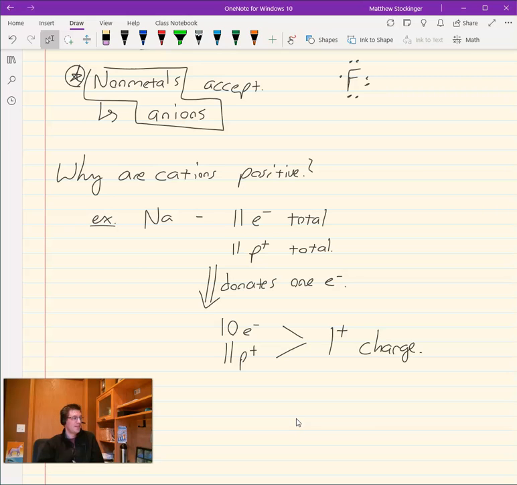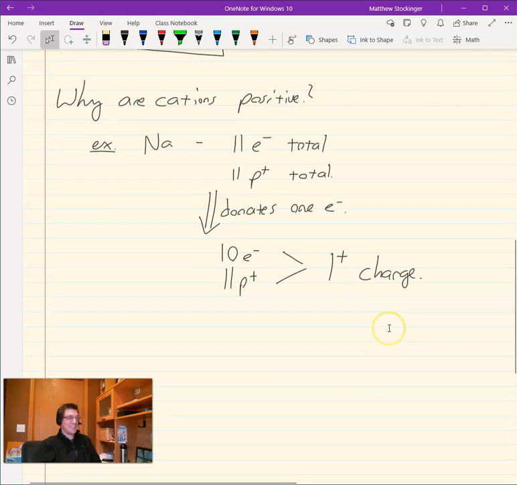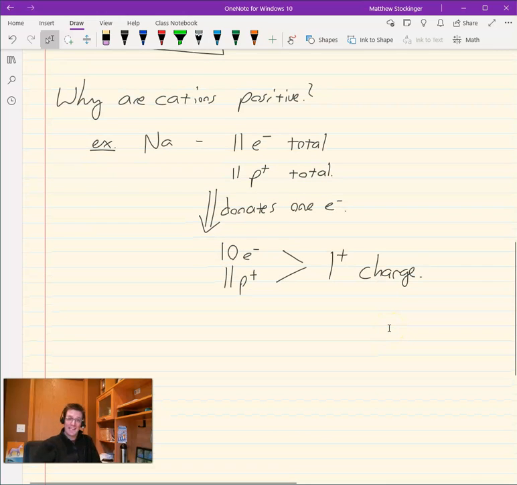Okay, and that's the simple answer, right? When you donate an electron, you're giving up negative charge. The chlorine that takes the negative charge, it's taking negativity, right? So it's going to get a negative charge and become an anion.